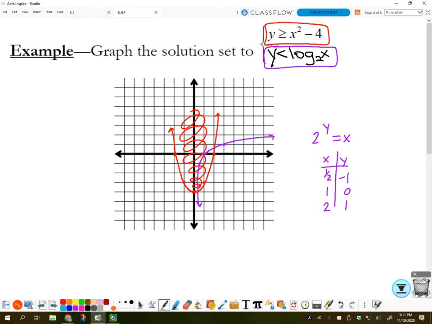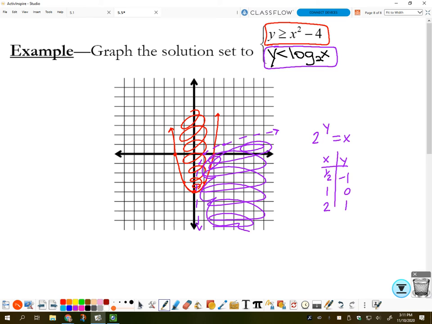All right, but bad news. That was supposed to be dotted, so let's see if I can fix it. Because there's no equal to, I should have a dotted graph because the points on that curve are not solutions. All right, so again, less than. If you have this straight, less than would be down. All we're doing is scooping it over this way. So our solutions are here.